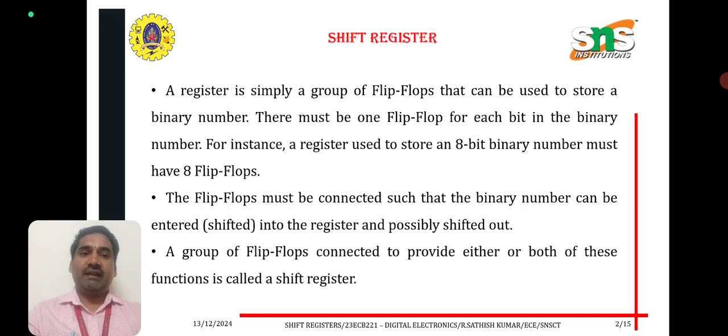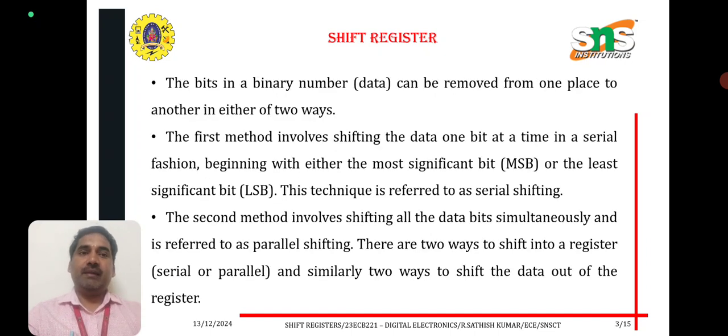The flip-flops must be connected such that the binary number can be entered, that is, shifted into the register and possibly shifted out. A group of flip-flops connected to provide either or both of these functions is called a shift register. The bits in the binary number can be moved from one place to another in either of two ways. The first method involves shifting the data one bit at a time in a serial fashion, beginning with either the most significant bit or the least significant bit. This technique is referred to as serial shifting. The second method involves shifting all the data bits simultaneously and is referred to as parallel shifting.